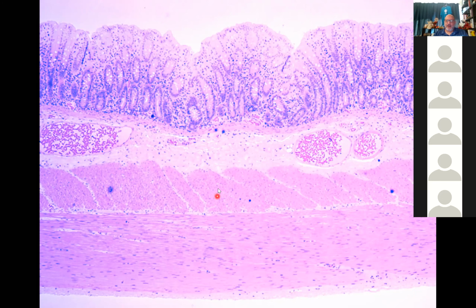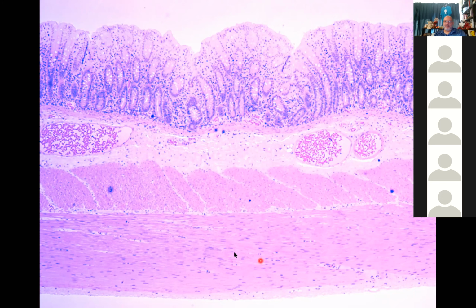Notice how many muscle layers do we see here? 2. Which muscle layer is this? Circular. What muscle layer is this? Should be longitudinal. There you go, exactly. What is the plane of section of this layer of smooth muscle? Transverse, cross section, absolutely, I would accept that.